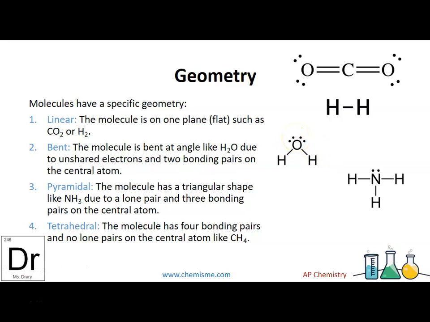Pyramidal means it's more of a triangular shape. Sometimes we call it triangular pyramidal, like ammonia that you see on the right. And tetrahedral meant it was more like a T-shape, but not at 90 degrees, so it's kind of bent up, and there's no lone pairs on the central atom.